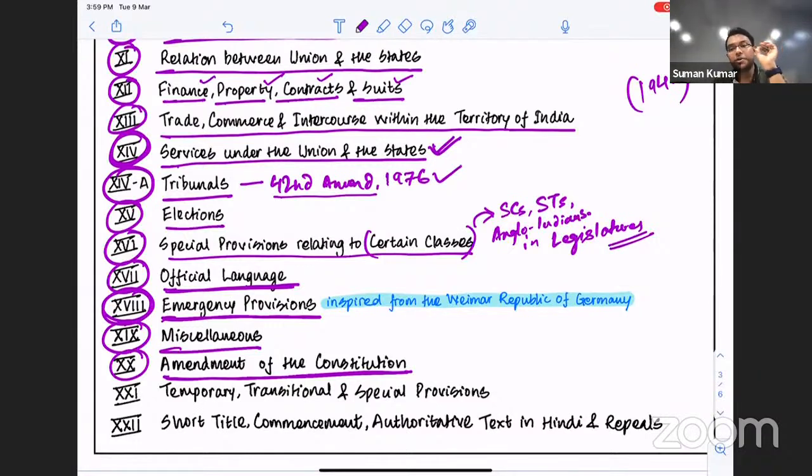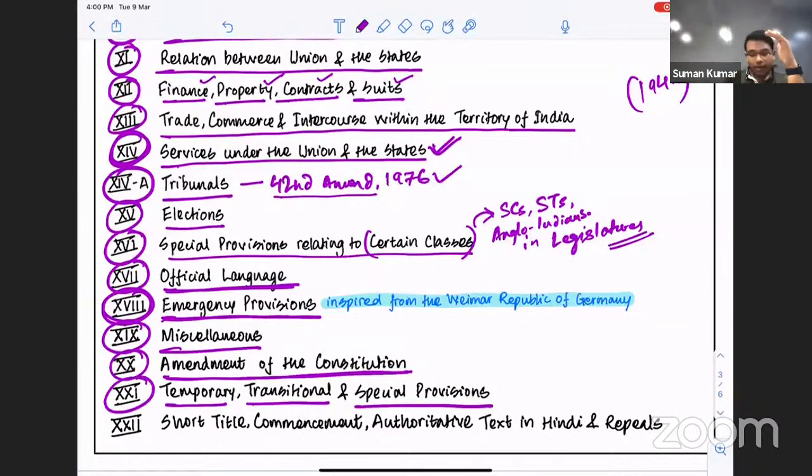There are some provisions which were thought that by default this is temporary in nature. ये सारी चीजें तो आप परमानेंट वाली जैसे बात कर रहे हो ना 1 से लेके 20 तक. So it makes sense that all this kind of temporary provisions need to be clubbed together, and that is exactly what happened, which is 21, which is temporary, transitional and special provisions.